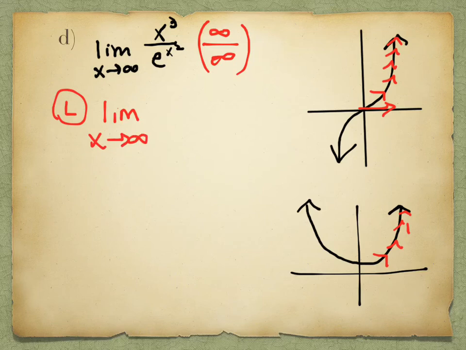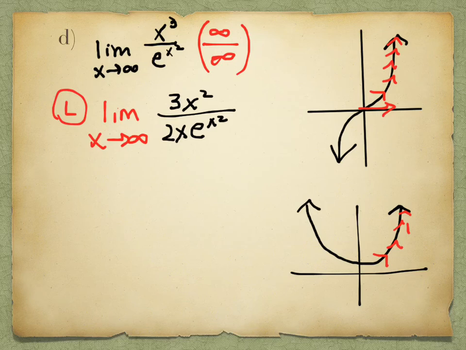So then, what's the derivative of x cubed? 3x squared. And what's the derivative of e to the x squared? So the derivative of e to the power is e to the power. And then the derivative of this power, namely x squared, is 2x.